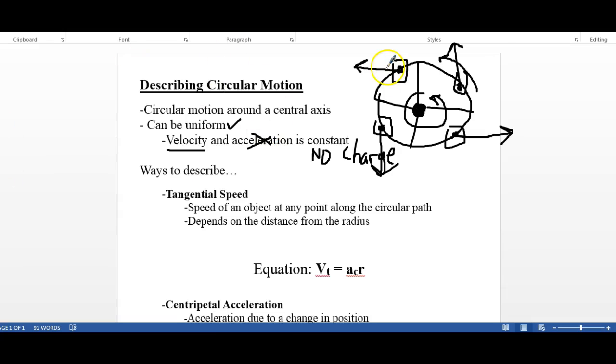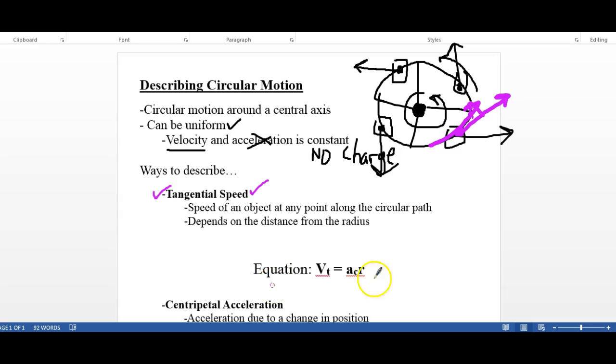Now, we can take this motion and describe it in a lot of different ways. The first one is tangential speed. Tangential speed is the speed of any object at any point along the circular path. Right here, this car is moving this direction on the Ferris wheel, and if we measured this speed in this moment in time, we would call that tangential speed.